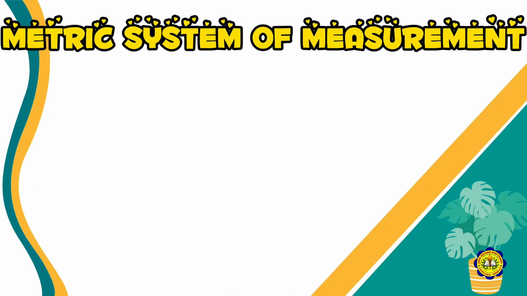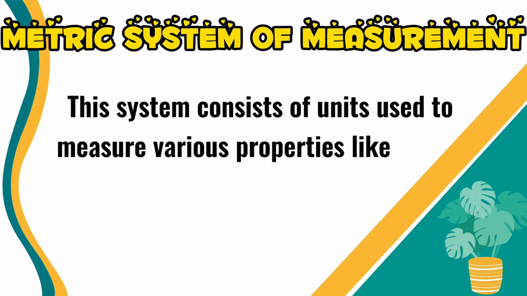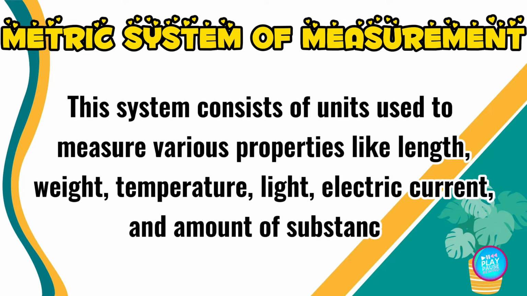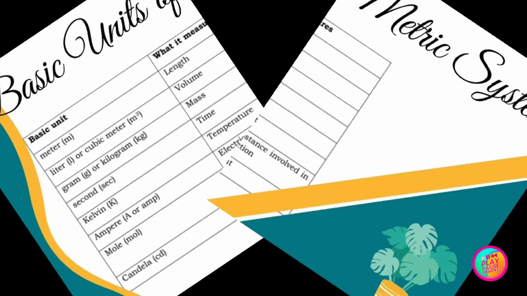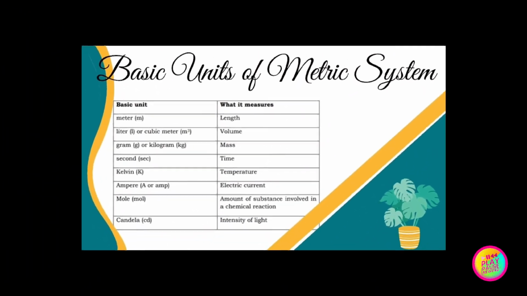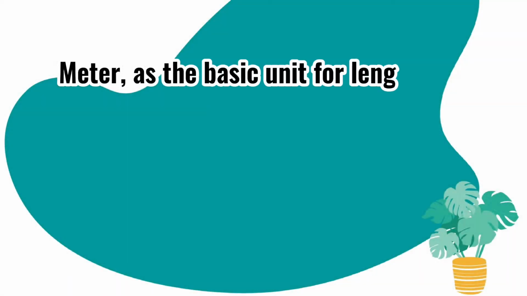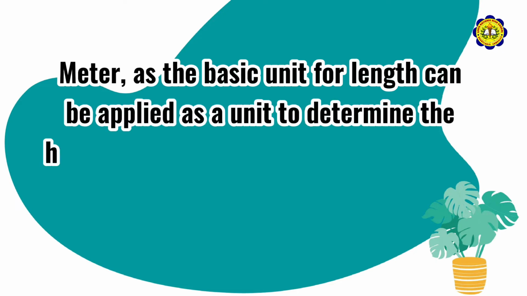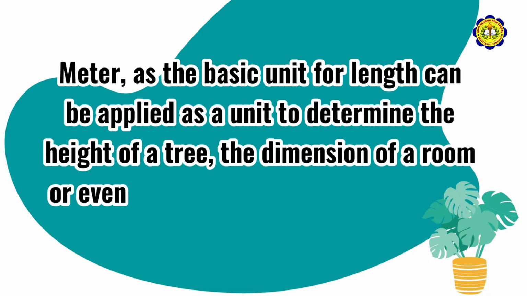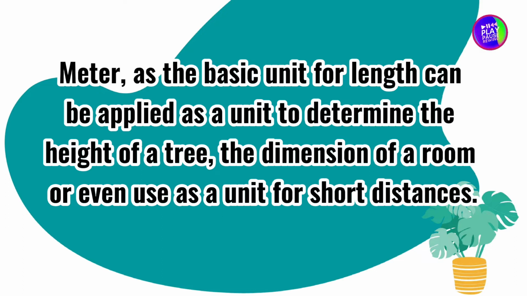Next, let's have the metric system of measurement. This system consists of units used to measure various properties like length, weight, temperature, light, electric current, and the amount of substance. And here are the 8 basic units in the metric system. Meter as the basic unit for length can be applied as a unit to determine the height of a tree, the dimension of a room, or even used as a unit for short distances.